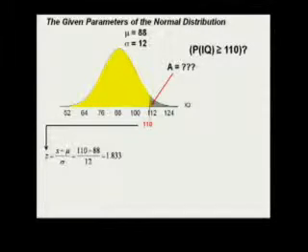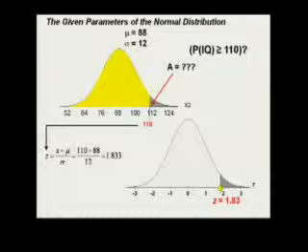I can sketch that actually. And we know how it spans. It spans from about -3 all the way to 3. And the center is 0. And if z is 1.833, then it's somewhere in here. And now I'm after this area here. But the normal table will not give us this area. Instead, it will give us this area.